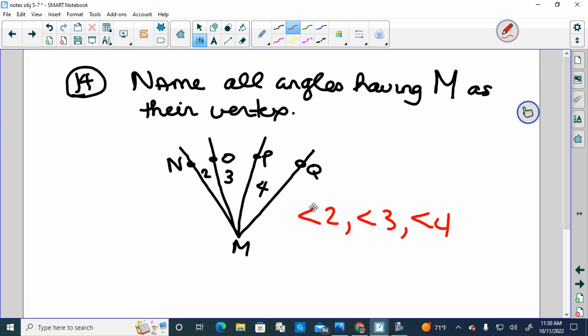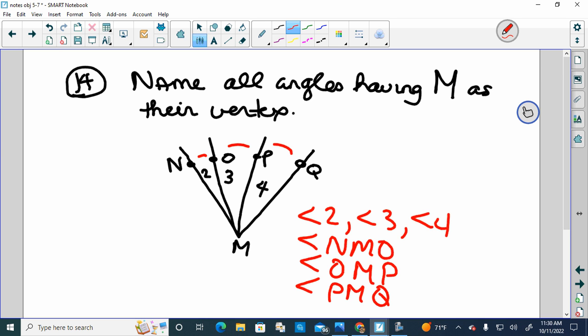Okay, so let's name this one. So I can call this NMO, okay? You don't have to list that one backwards because that is the same angle, but it wouldn't be wrong if that was one of them. So you only want to list each angle one way. So we did that one. This one, OMP, which could be PMO.